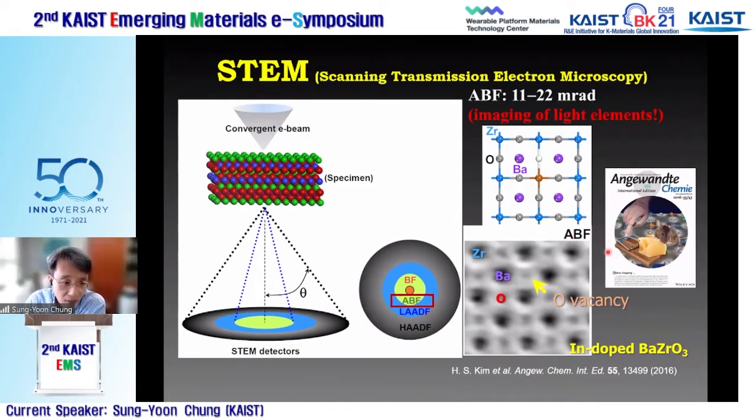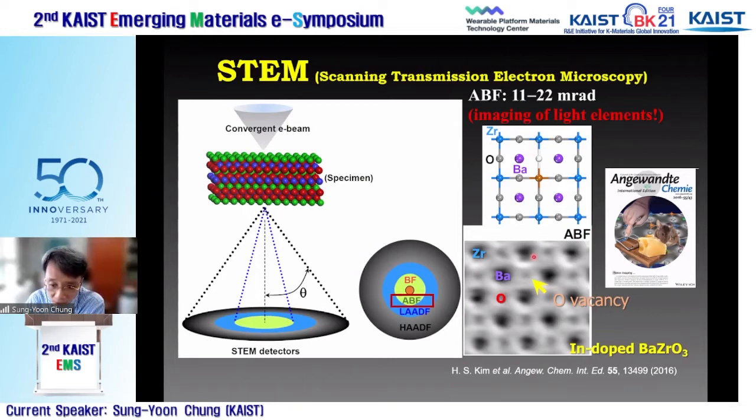But in this STEM mode, we call this annular bright field. Such an acceptance acquired angle is much smaller. It's between 11 and 22 millirad. So the scattered acceptance angle is very small in this case. In this mode, we can visualize the light elements, including the oxygen, lithium, and even hydrogen is possible.